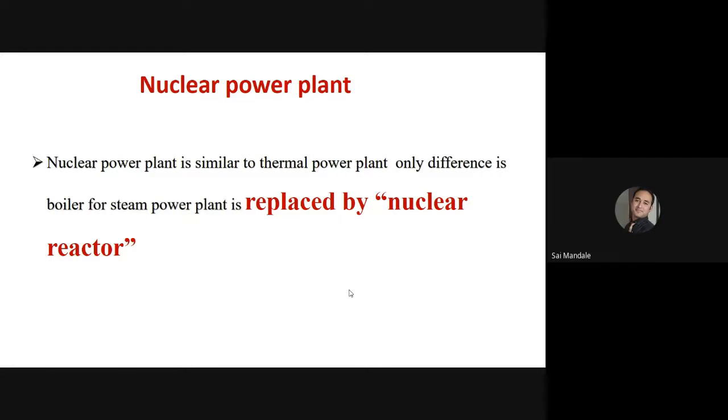So that water is allowed to pass into the feed pump, and then the feed pump passes that water into the boiler again. Boiler. Very good, nice. So right now the plant is the same. Only we are replacing the boiler with the nuclear reactor. Okay.